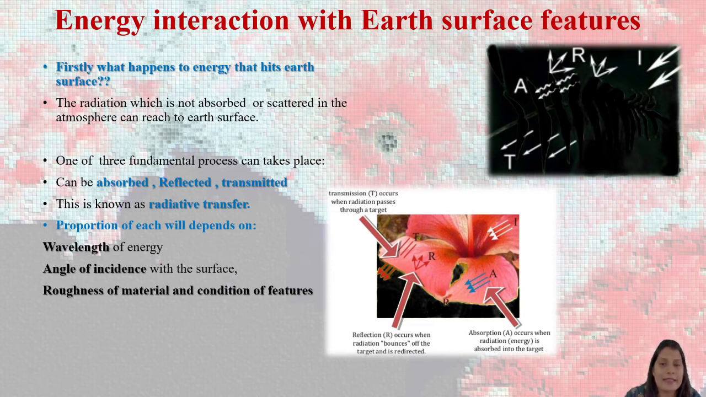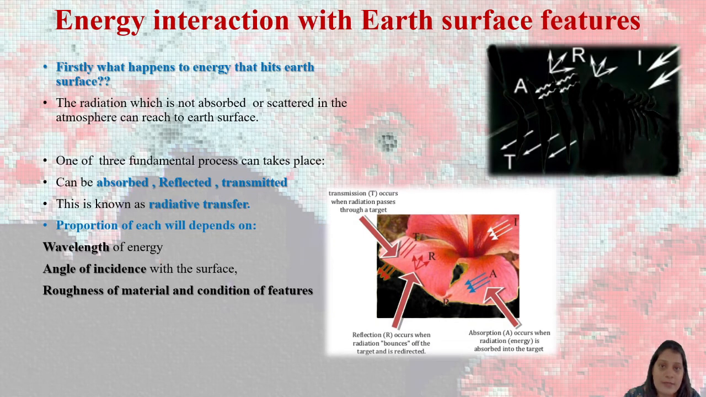Now let's see in detail the processes which I have shown here: transmission, reflection, and absorption. The first one you can see here, look at the flower I have shown in the image, is absorption. Absorption occurs when radiation is absorbed into the target, and reflection occurs when radiation bounces off, right? This is reflection from the target, so it is redirected.